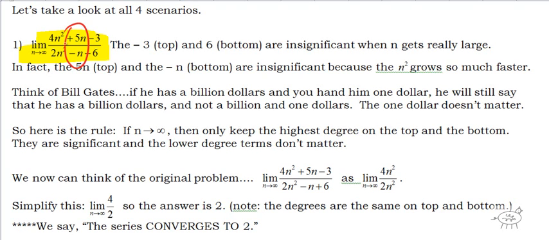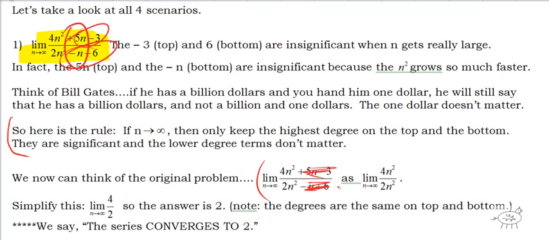So the rule is, if n approaches infinity, you always keep the highest degree on the top and the bottom. They are significant, and the lower degrees don't really matter. So this 5 and this -3 don't matter, and this -n and this -6 don't matter. So going back to that original problem, I can actually cross these out.